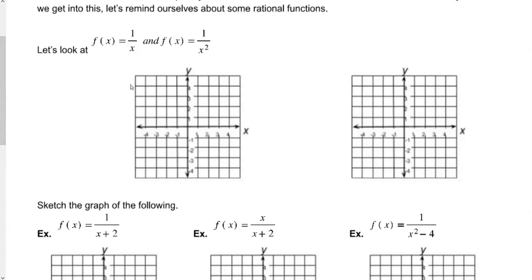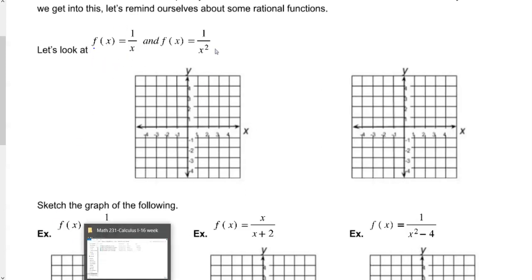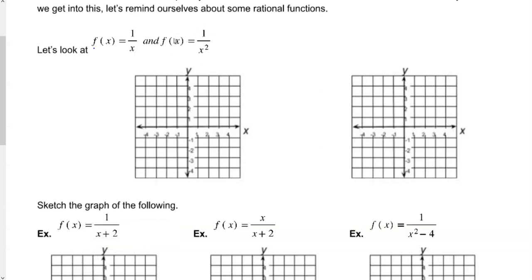Notice that this would end up being an odd function. If I plug in negative x, I would get back the opposite of the original. And this would be an even function if I plug in negative x in here. So basically, this one is going to be symmetric over the origin, and this one is going to be symmetric over the y-axis. So make sure that you know these just as a reference point. Can't divide by 0, so x cannot equal 0.